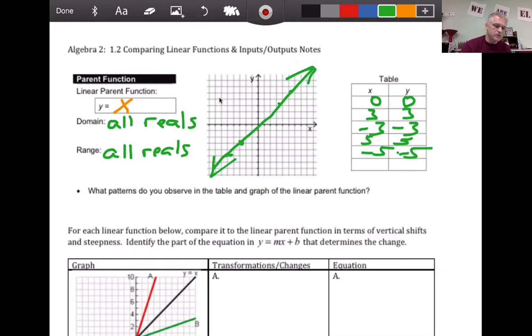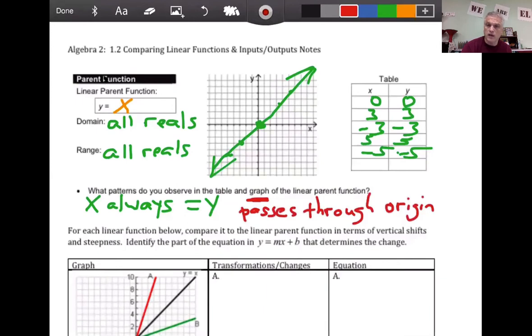Now it says, what patterns do you observe in the table and the graph? The pattern that we notice from the table is that the x always equals the y. It's that simple. Now, what about from the graph? If you notice, the graph passes through the origin. And if you think about y equals mx plus b, passing through the origin, that's the y-intercept. So the b is 0.